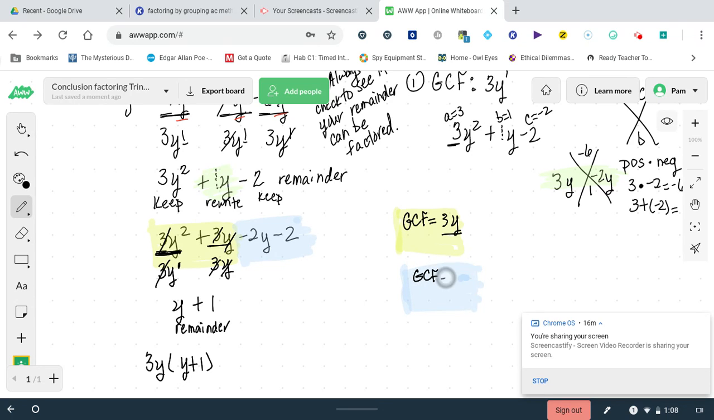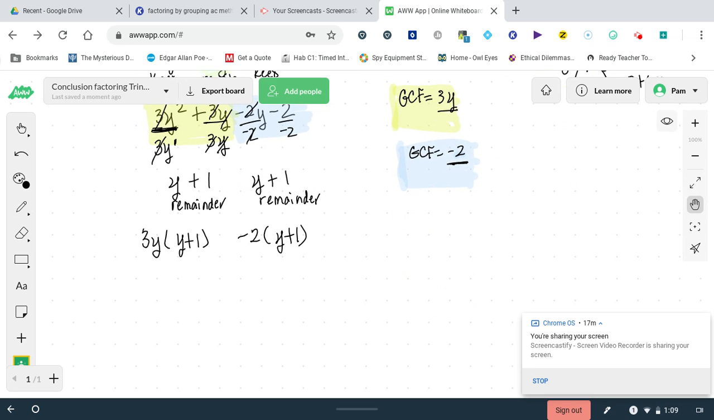Now I'll work on the GCF for the other one. Well, the only thing they have in common is a negative 2. So I divide both by negative 2. So I end up with y, because these are going to cancel, plus 1. Negative 2 divided by negative 2 is 1. All right, so this is your remainder for the block in blue. Well, what do you do? You take this negative 2, this GCF, and you put it with the remainder for the block in blue. So you're going to have negative 2 times y plus 1. Now you should see a common binomial factor. Okay, your common binomial factor is y plus 1.